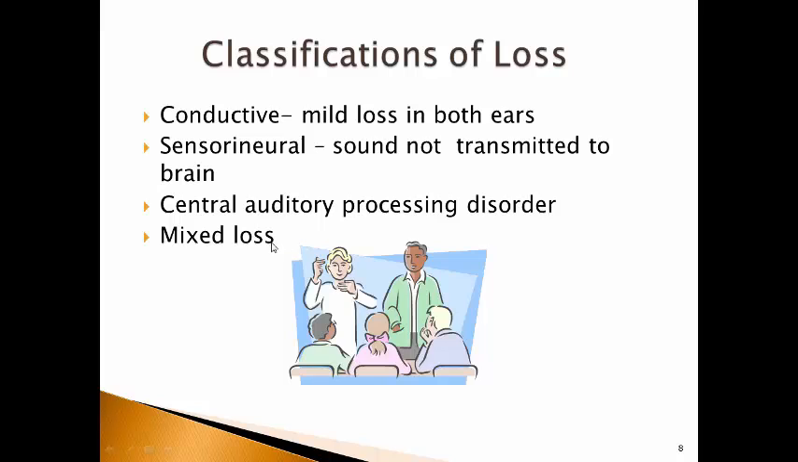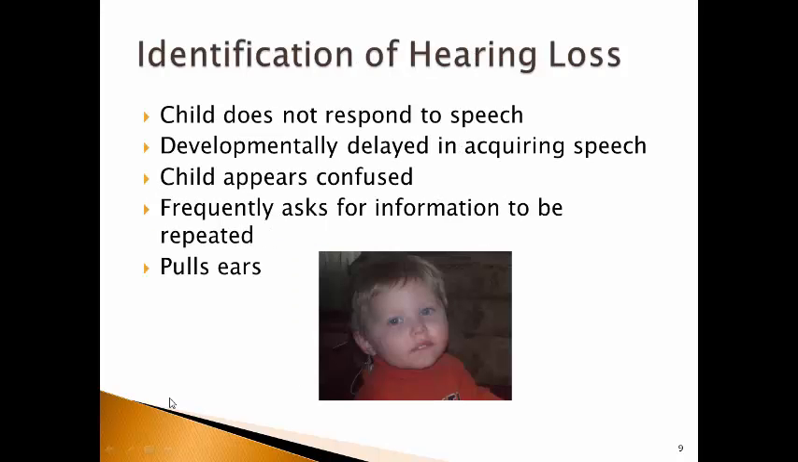Some children have mixed loss, meaning it's combined. For instance, if they're not hearing all the sounds and they also aren't good at interpreting what they are hearing, that's known as a mixed loss. So that's just another term to be familiar with. Well, how do you know? And again, it's usually going to be the early childhood teachers, preschool teachers who will catch this. How do you know a child may have a hearing loss?